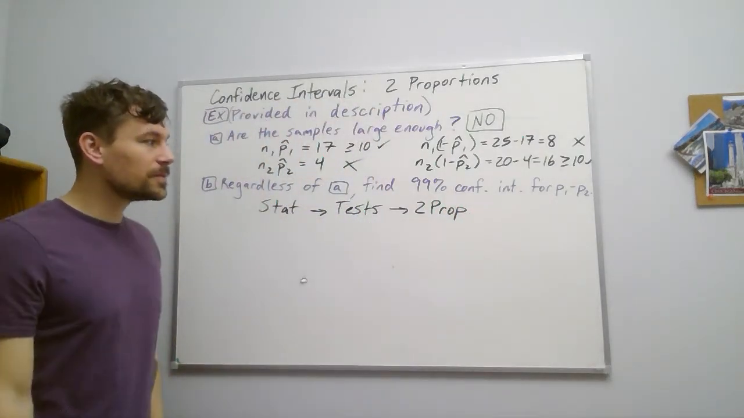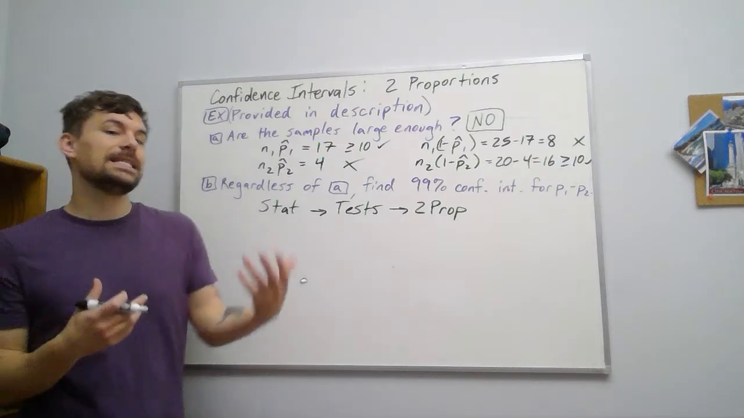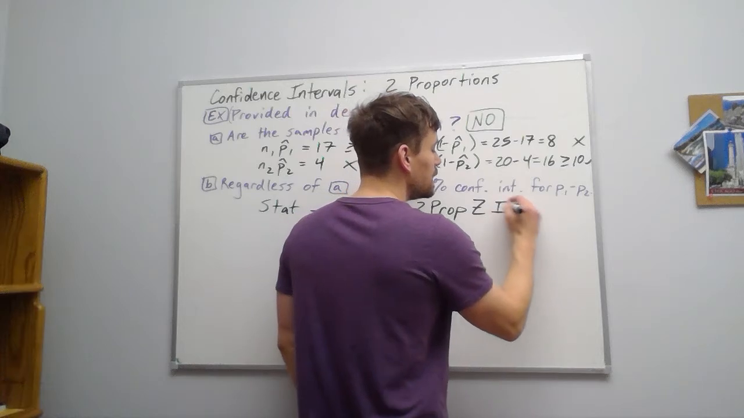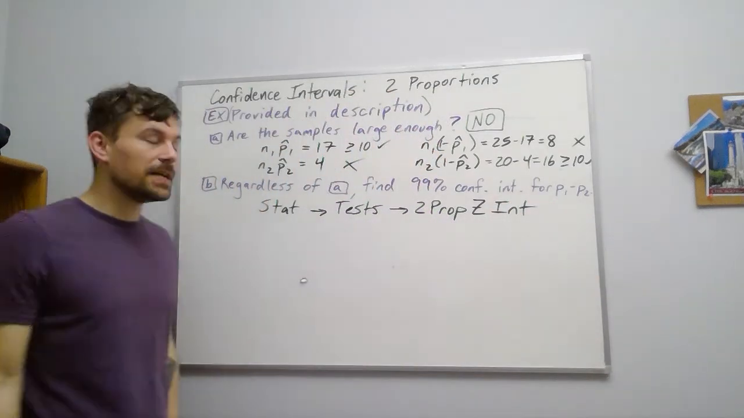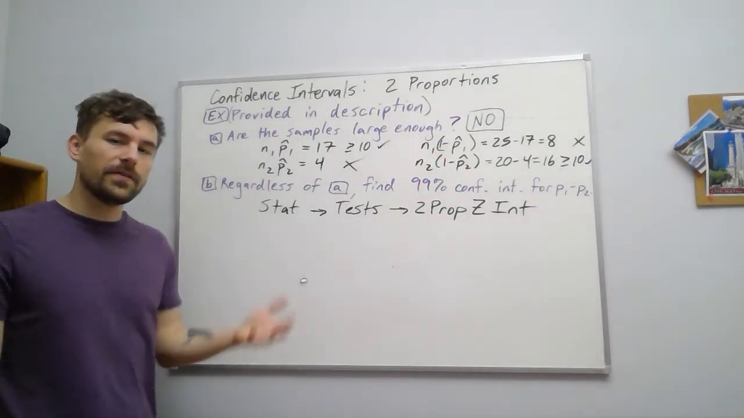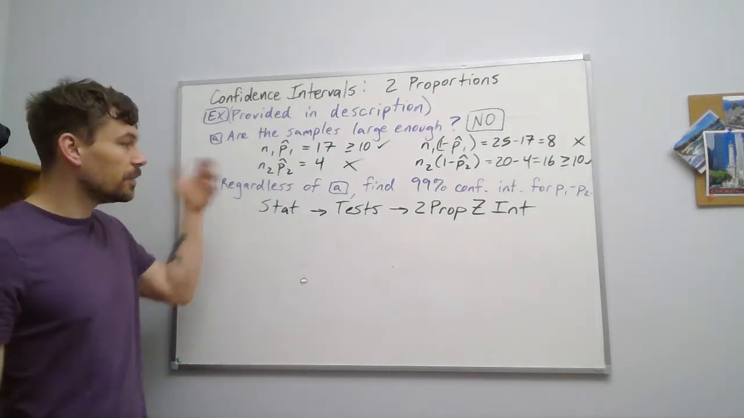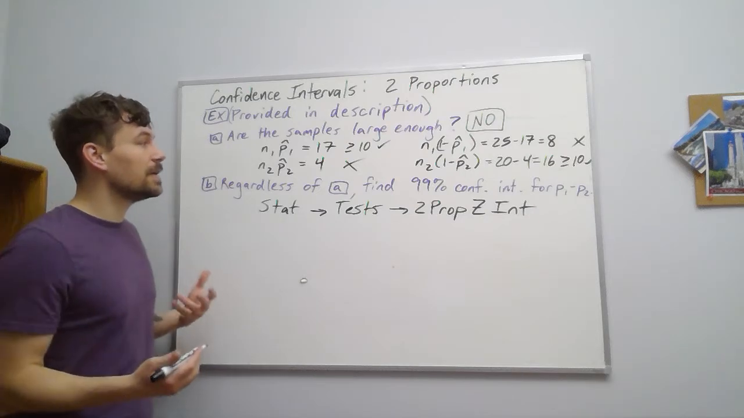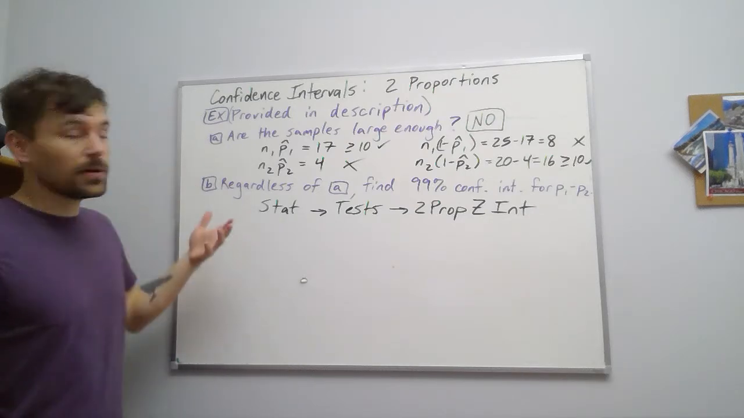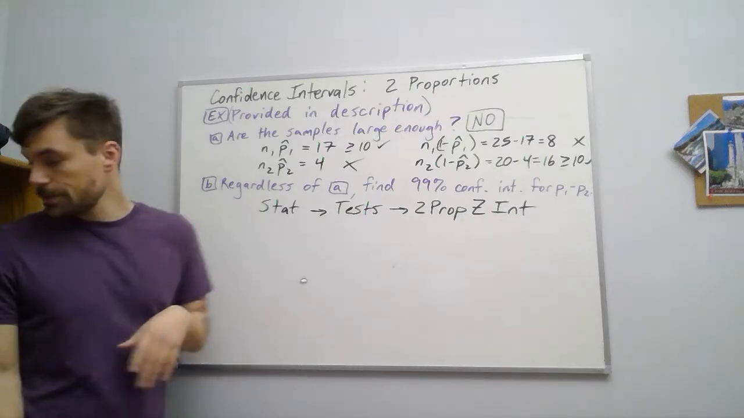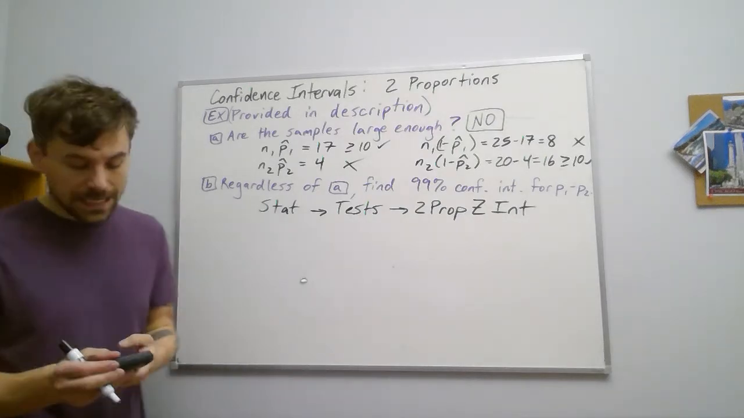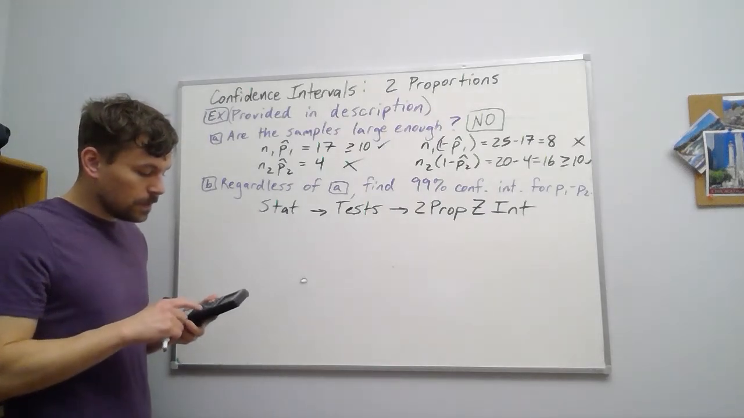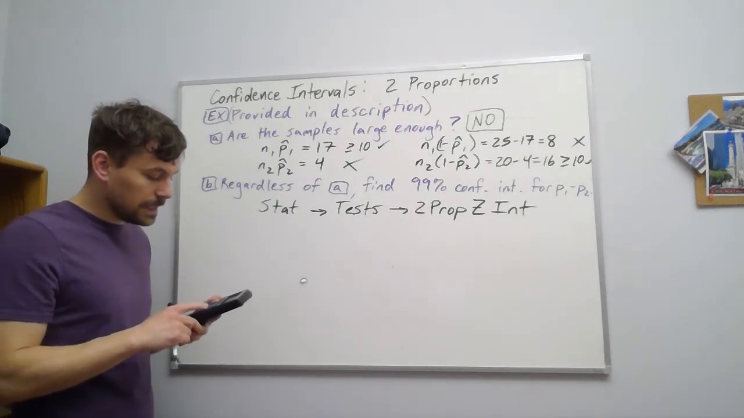And with means, we sometimes had a choice between Z and T. Here we don't have that choice. There's only going to be a 2-PropZInt. So that's kind of nice. If we know what scenario we're in, we don't even really have to make a choice. Now when we go into that test, it's going to ask us how many successes and what were our sample sizes for each of these samples. So if we run through that interval, 2-PropZInt.